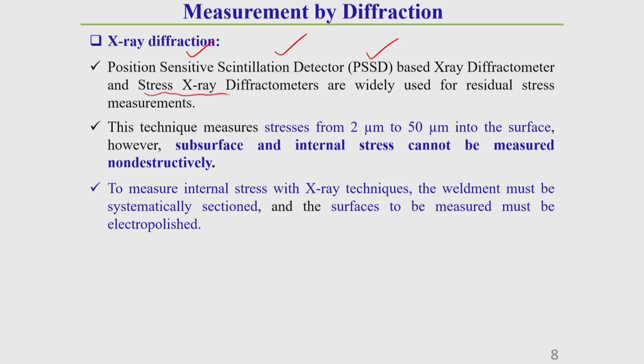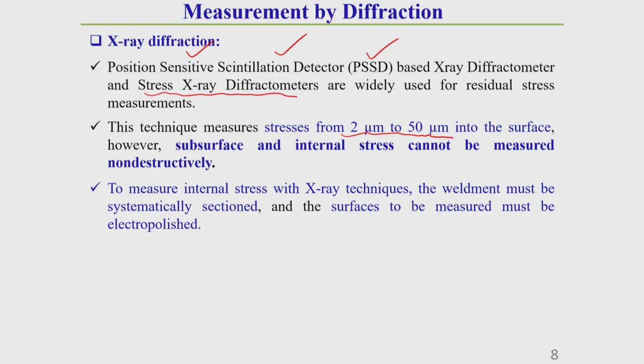There is another equipment which is used for X-ray measurement, that is called stress X-ray diffractometer. These are the equipment generally widely used for residual stress measurement. What I have already told you, this X-ray residual stress measurement technique generally measures the stress within a range of 2 to 50 micrometer distance from the surface.